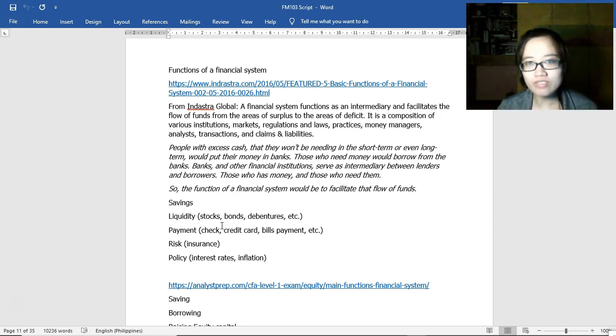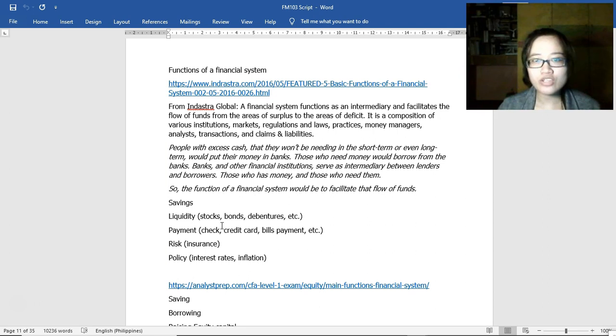institutions. Okay, so it's a composition of various institutions, markets, regulations, okay, we have laws, and then the practices, money managers, analysts, transactions, and claims and liabilities, okay.